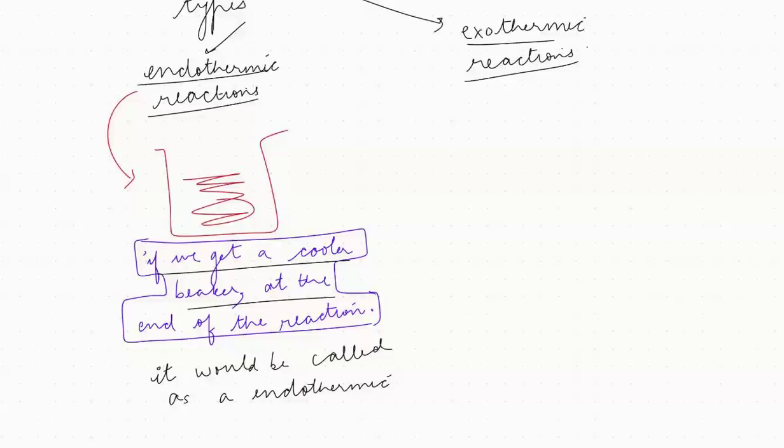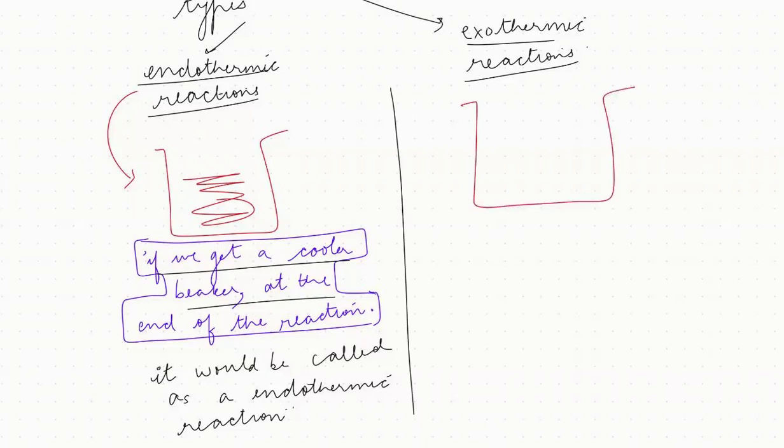An endothermic reaction is when you get a cool beaker at the end of the reaction, and an exothermic reaction is when you get a hotter beaker. So the point here is that this is a physical touch method. Just by seeing or touching the beaker, you can identify it. But there's also a very different way of writing it down. When we're talking about exothermic reactions, the beaker becomes hotter after the reaction.